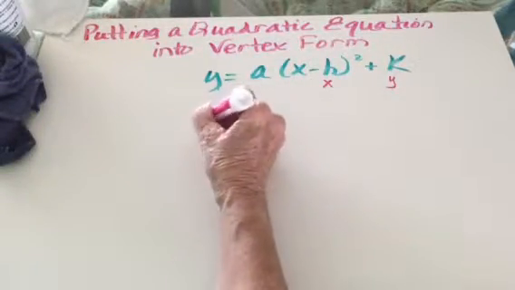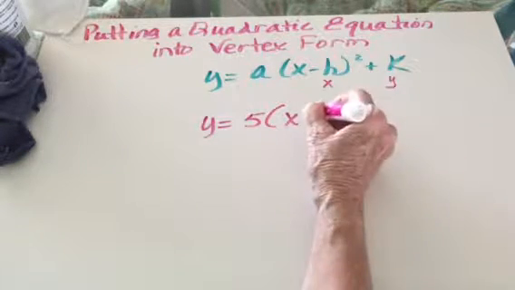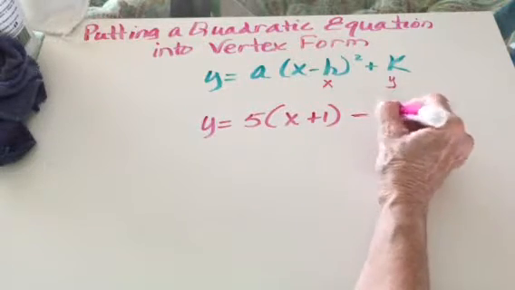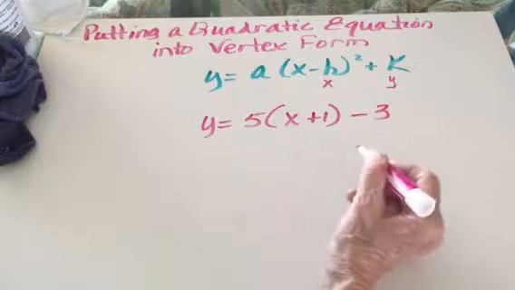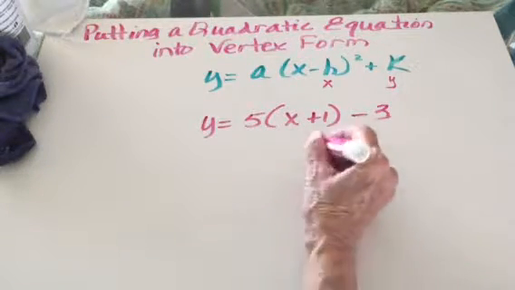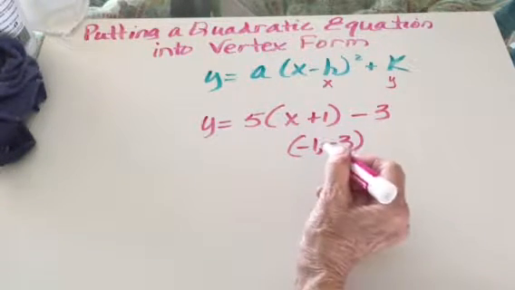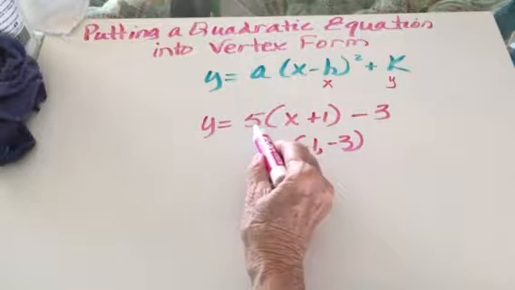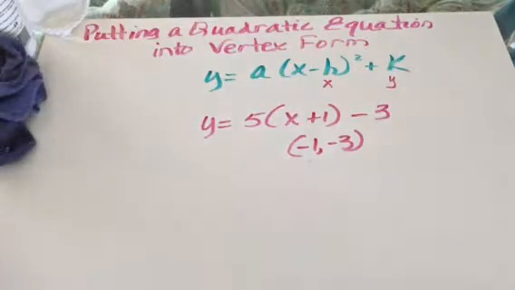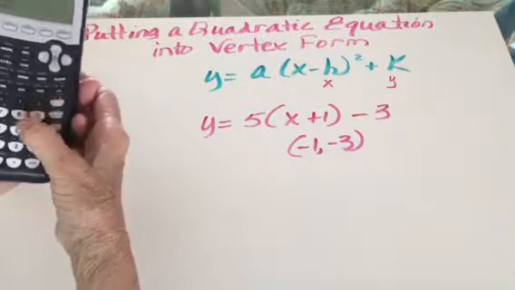All right, what if I would say y equals 5 times (x plus 1), and let's go minus 3. Okay, what's my vertex? Well, anybody know? Negative 1, negative 3. What does this 5 have to do with anything? It's going to mean that it's a steep graph. It's going to be steep. So let's graph it and see. All right, so I go to this. I'm going to clear this off.